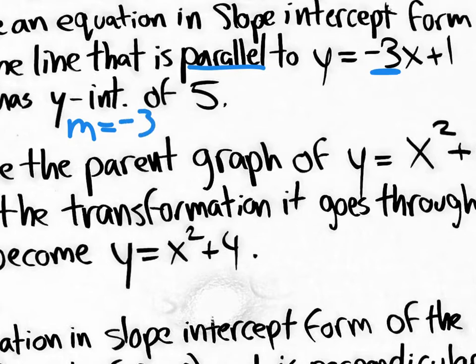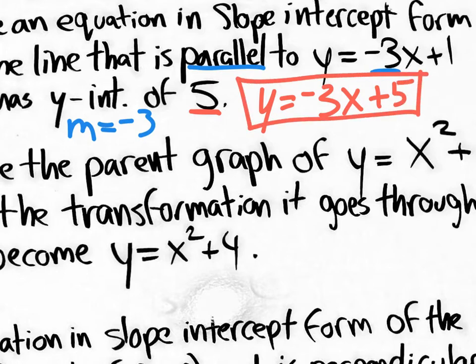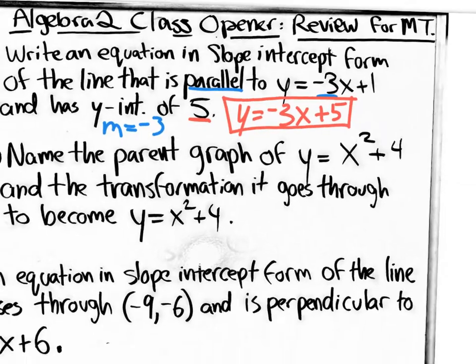Okay? And they also give you the b value, which is 5. So all you've got to do is write into your slope-intercept form equation y equals negative 3x plus 5. And that is your equation in slope-intercept form. I hope we found that to be easy. That is on the midterm Friday. Okay, let's look at the next one.